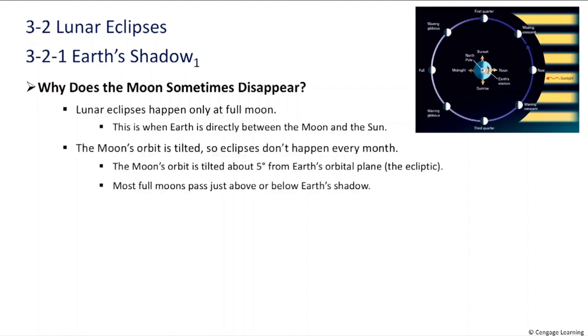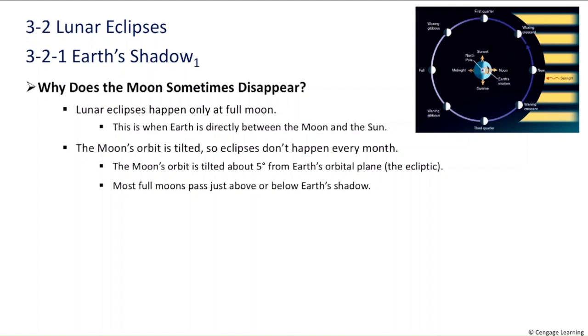Here's something that trips people up. We get a full moon every month, right? So why not an eclipse every month? Well, the moon's orbit is tilted. So most of the time it misses Earth's shadow.